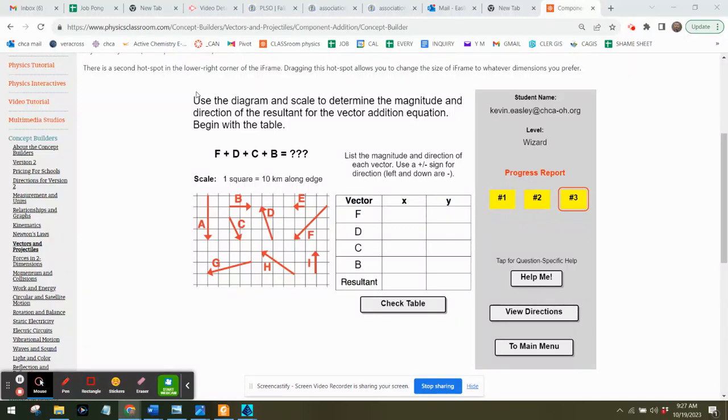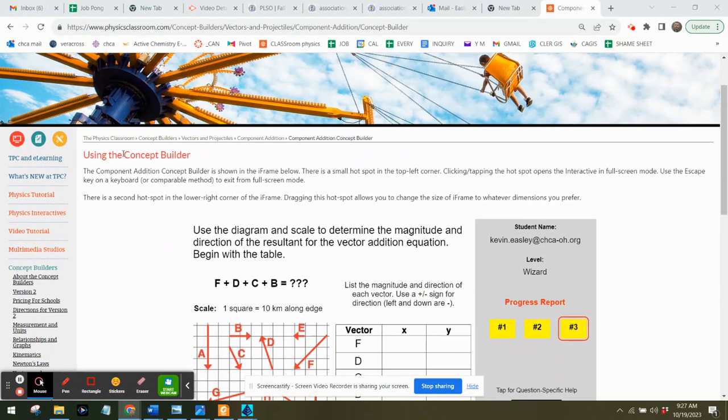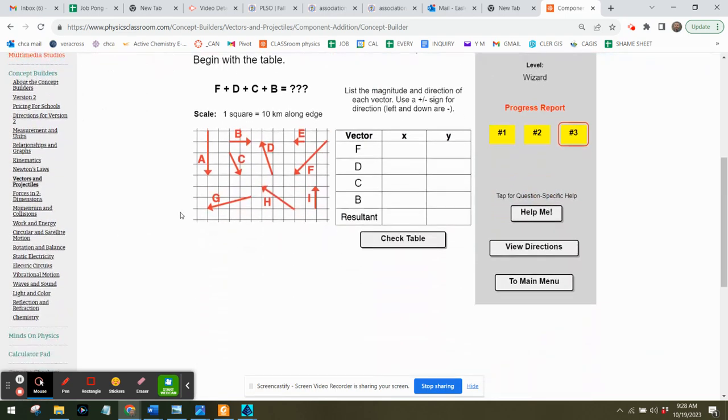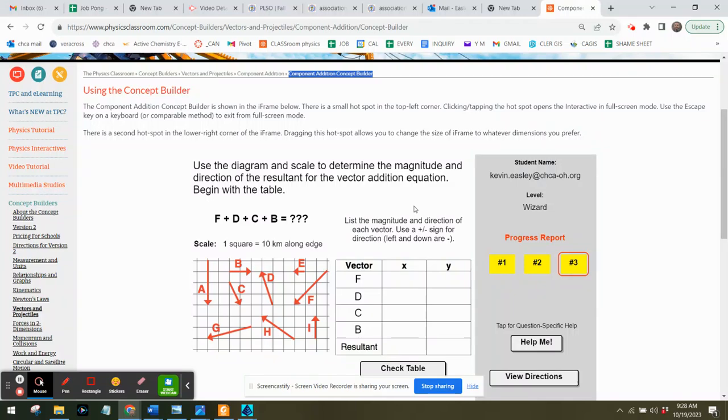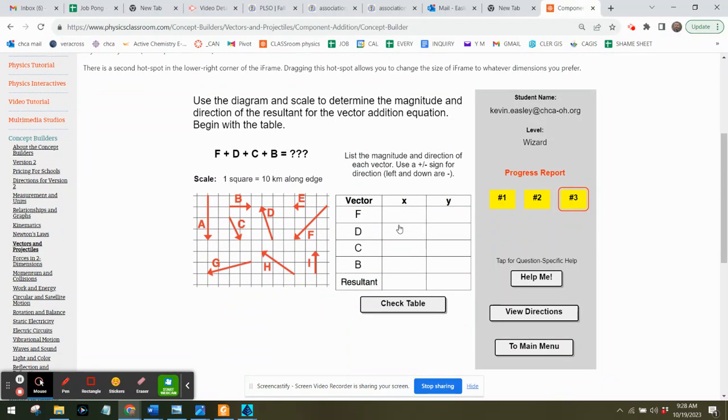Well, hello. The purpose of this video is to demonstrate how to work on the concept builder component edition. This is an assignment we currently have. This is the wizard level, which should be the most difficult type of question you would see on this. So you'll start on more simple ones, but I would like to show the most difficult one and work through how to do one of these.